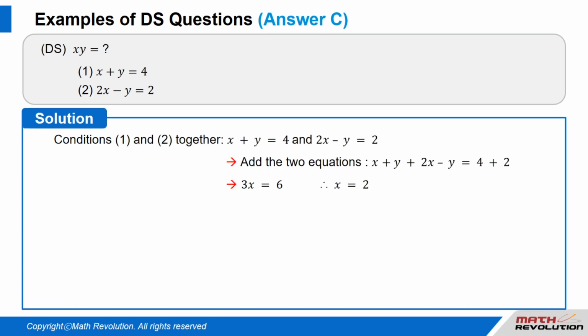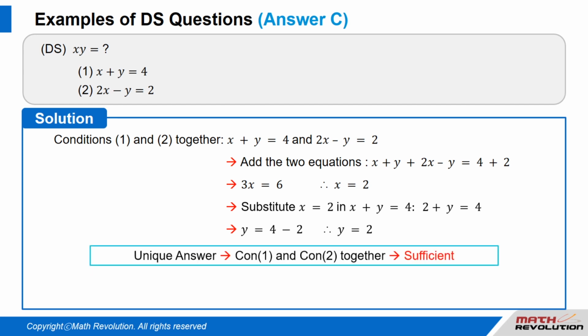Both condition 1 and condition 2 together tell us that x plus y equals 4, and 2 times x minus y equals 2. If we add the two equations, we get x plus y plus 2 times x minus y equals 4 plus 2. Combining like terms, we get 3 times x equals 6 or x equals 2. If we substitute x equals 2 in x plus y equals 4, we get 2 plus y equals 4, y equals 4 minus 2, or y equals 2.